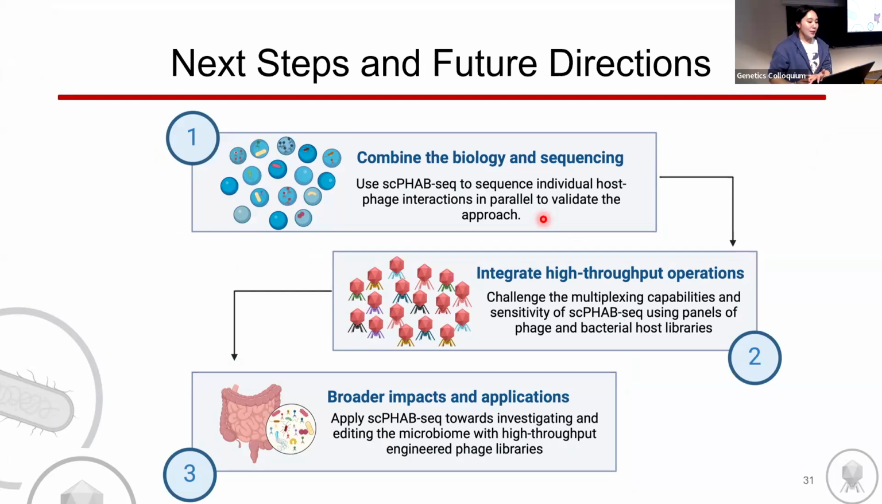What we're going to do is actually sequence these different host-phage interactions in parallel with known phages that have interactions with known hosts to actually validate that this works. And then we're going to scale up, since the Raman Lab does a lot of high throughput and makes a lot of high throughput libraries. What we're going to try to do is create high throughput operations together to challenge the multiplex capabilities of this tool.